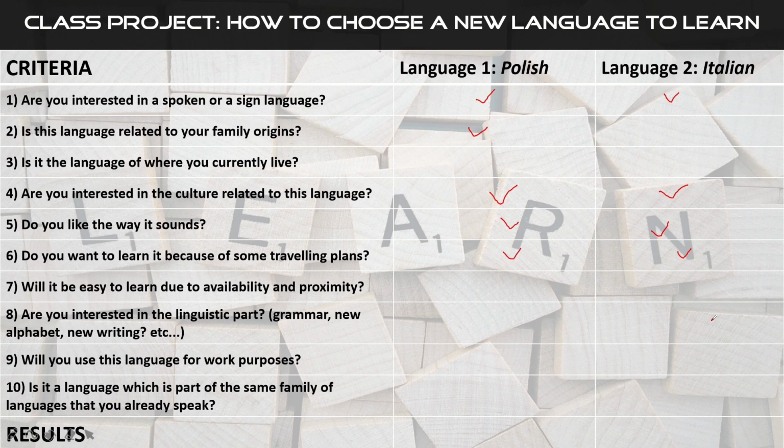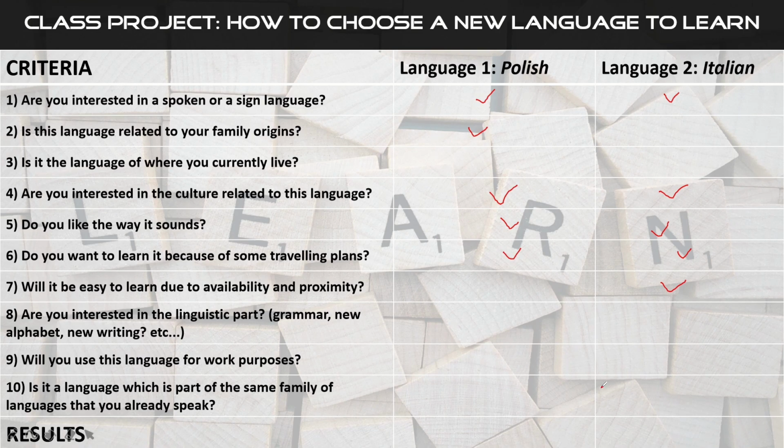Will it be easy to learn due to availability and proximity? So on this one, I would put yes for Italian, not for Polish, because unfortunately I don't have any native speaker that I can speak with in Polish, and it's not really something that I can speak on a daily basis, so I wouldn't put it as very available to me at the minute. Italian, it is a little bit more, as I can speak to Italian speakers at work, so I can use a bit of my Italian skills at work, so I would put a yes for this one.